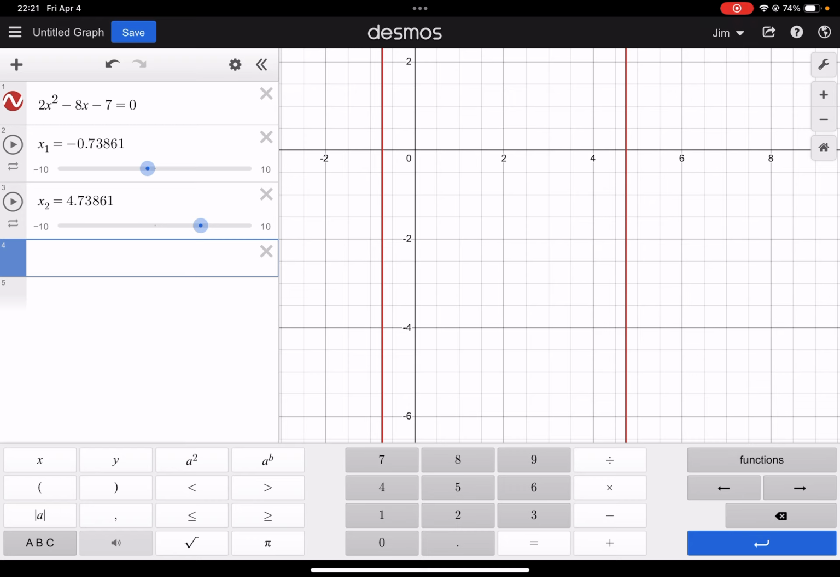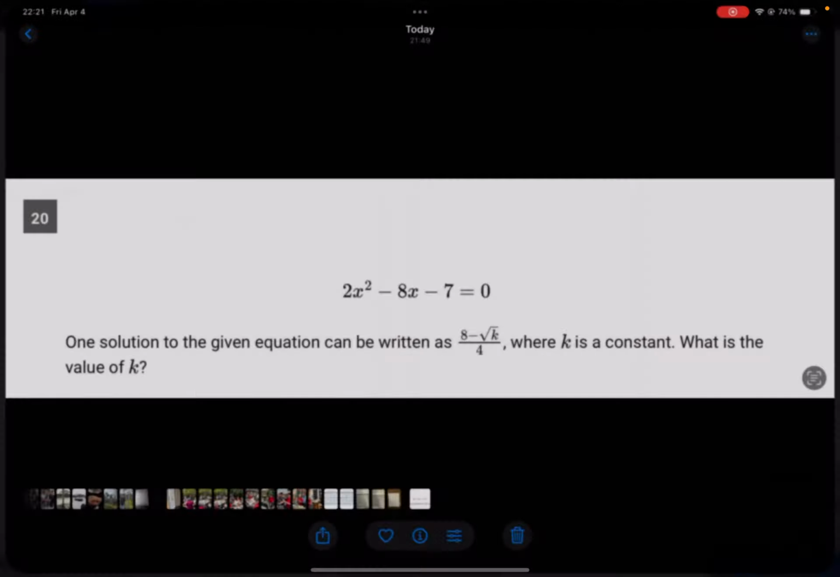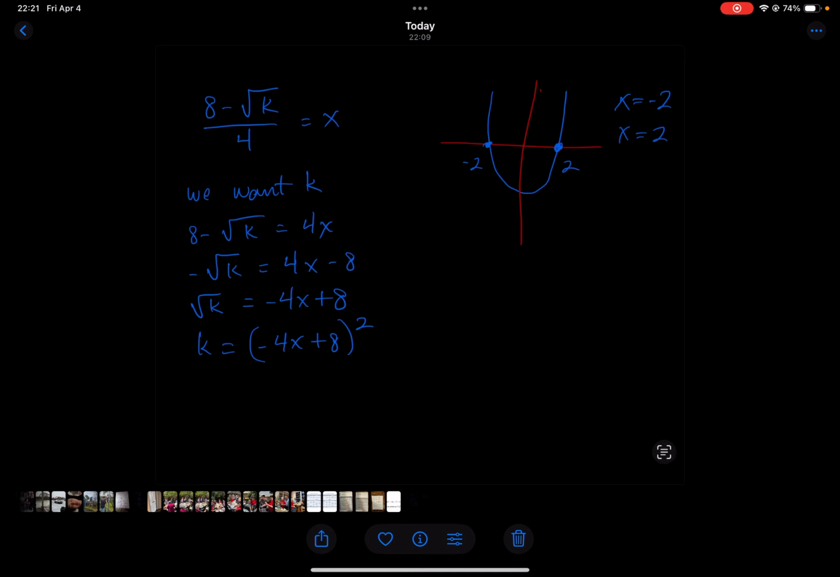Now, if you go back and think about a regular parabola that has roots, or solutions, at -2 and 2, we say that x equals -2 and x equals 2 for the solutions. So in this equation, they told us that the solution is 8 minus square root of k over 4. X equals this. But what they want is k.